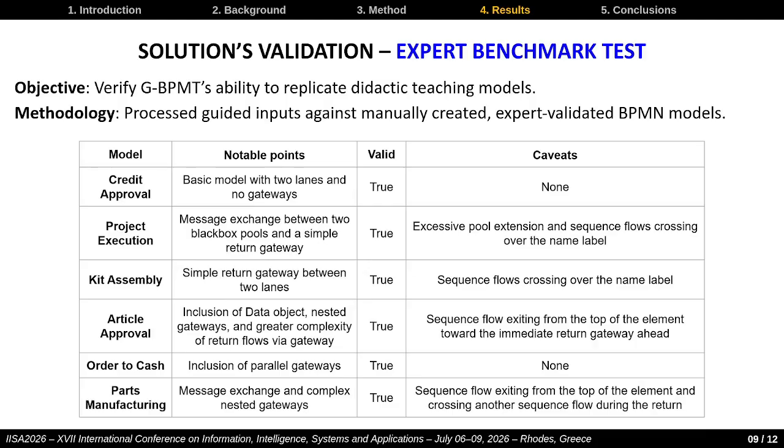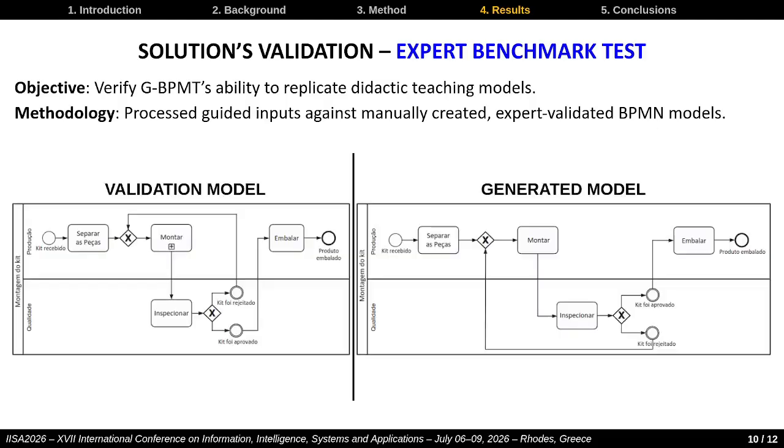As shown in the table, with a few of the test cases used, all models generated a valid BPMN model with only a few caveats. Mostly of them were sequence flows crossing over name labels or over one another. As shown in the example, the generated model was very close to the validation model, except for the sequence flow crossing the name label on the intermediate event.